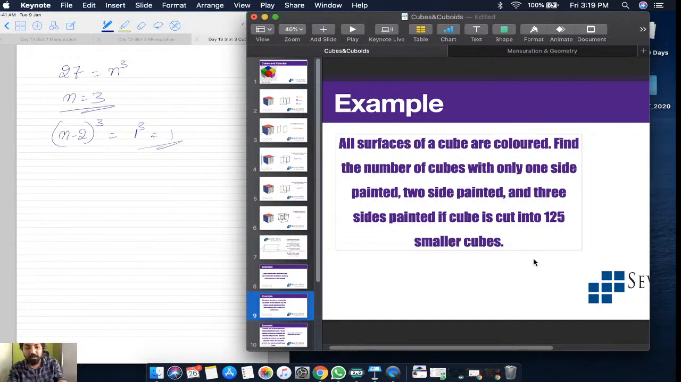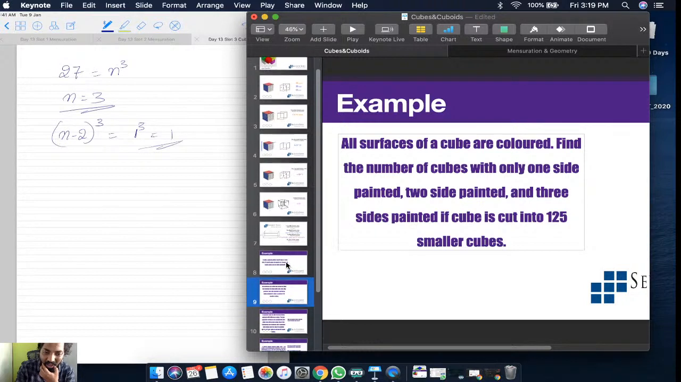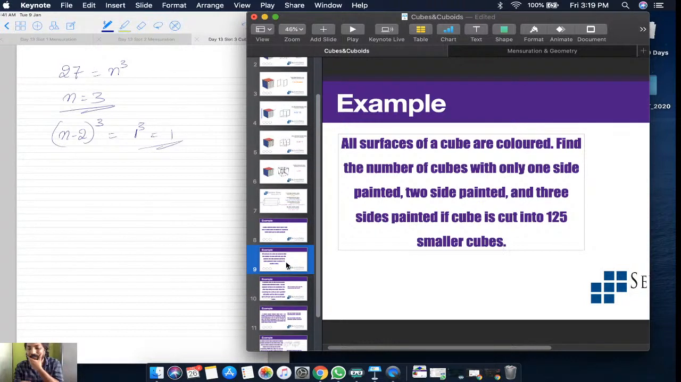If a cube is cut into 125 smaller cubes. Okay, one, two, three, four. Four people have said yes, they have understood. What happened to the rest? I have no idea.